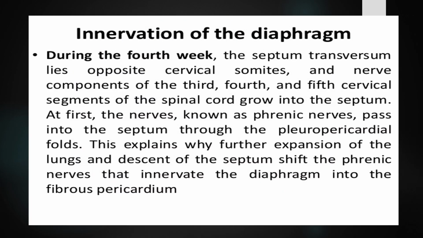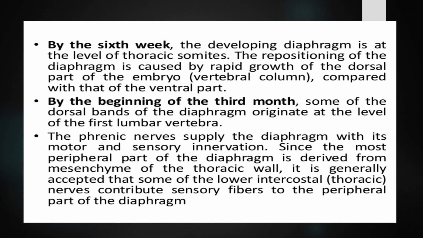Now, how does it get innervated? During the 4th week, the septum transversum lies opposite the cervical somites and the nerve components of the third, fourth, and fifth cervical segments of the spinal cord grow into the septum. At first, the nerves known as the phrenic nerve pass into the septum transversum through the pleuropericardial fold. This explains why further expansion of the lung and descent of the septum shifts the phrenic nerve that innervates the diaphragm into the fibrous pericardium. By the 6th week, the developing diaphragm is at the level of thoracic somites.